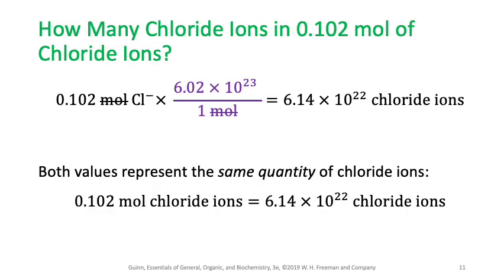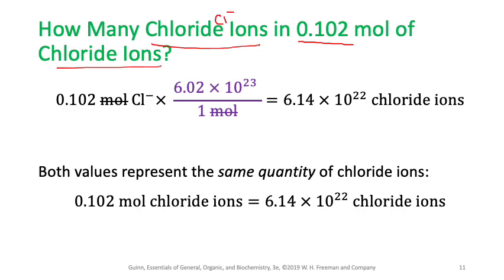Okay, so now let's try to solve this problem that says how many chloride ions are present if you have 0.102 moles of chloride ion. So what is chloride ion? Cl negative, because chlorine has a negative charge. If I give you 0.102 moles of chloride ion, how many chloride ions do you have in there?